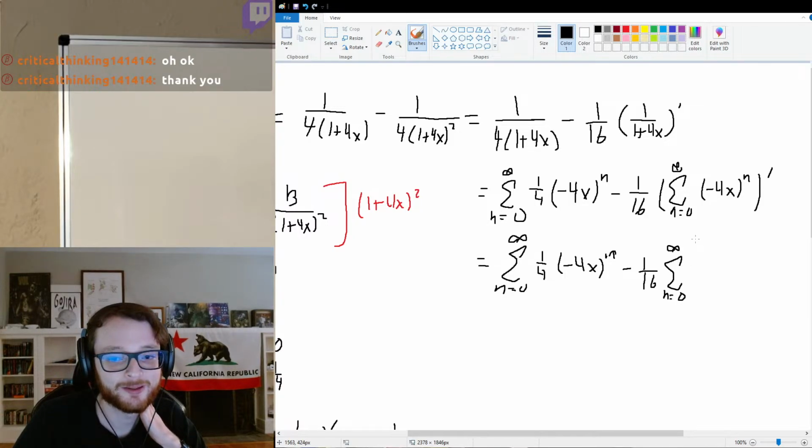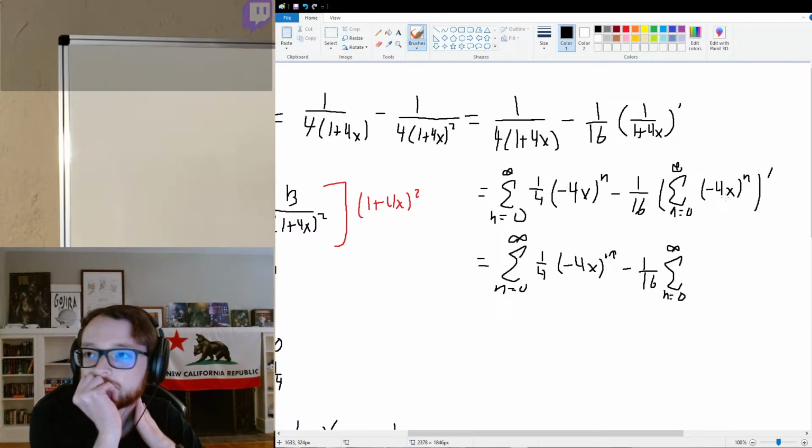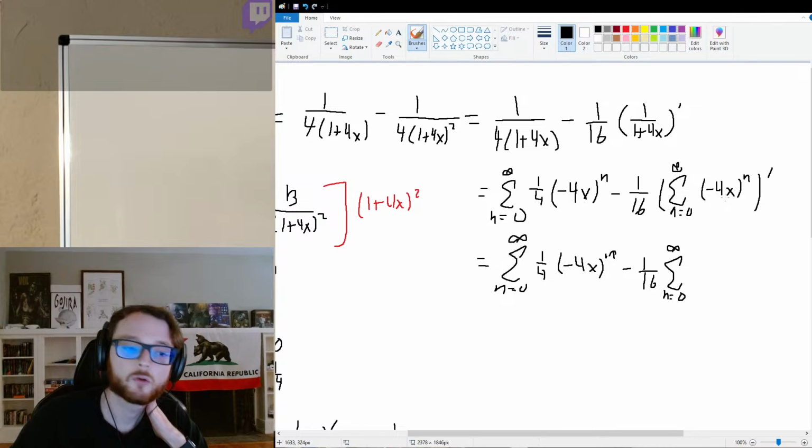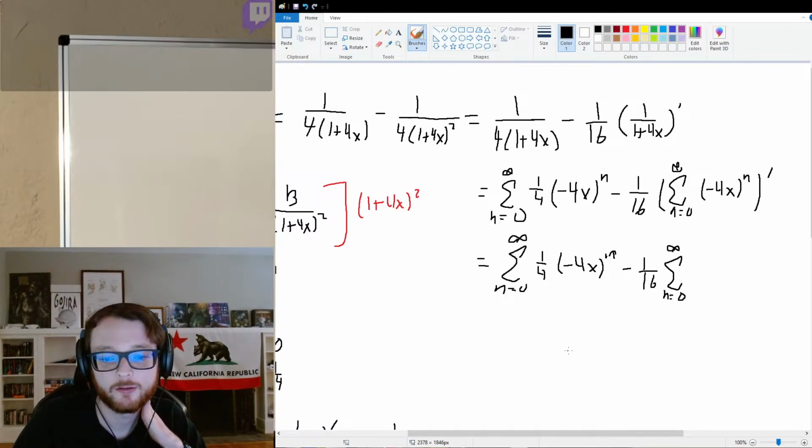Now, thankfully, summations and derivatives interact nicely, where you can just derive things term by term. This gets represented in different ways, but we can just treat this like n is just an integer. So we can treat this as, if we had negative 4x cubed, how do we derive that?